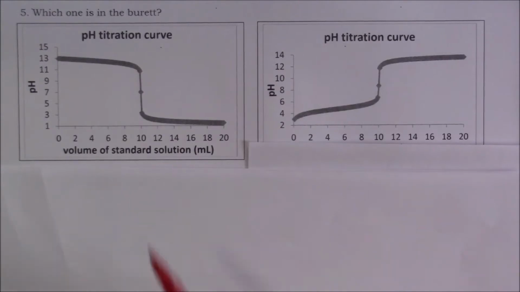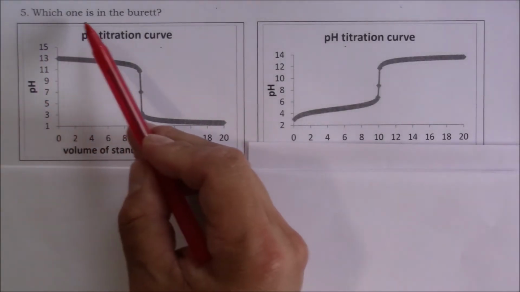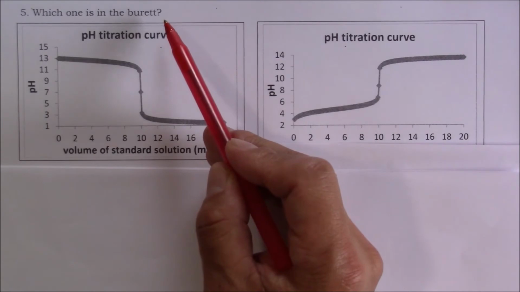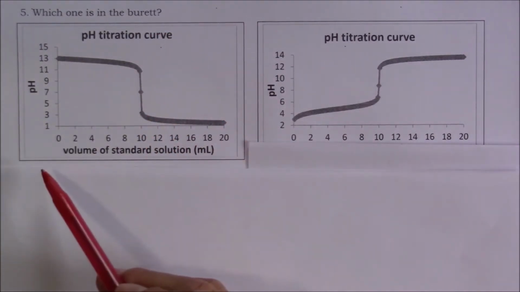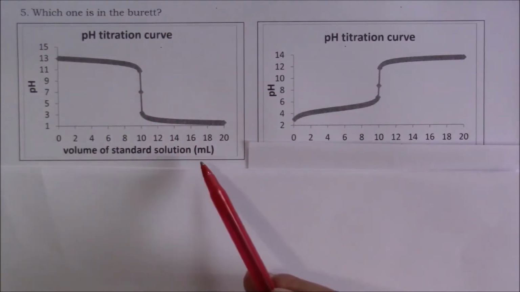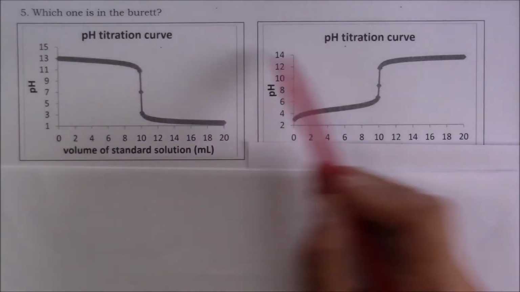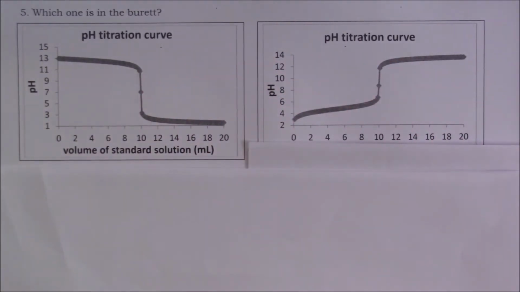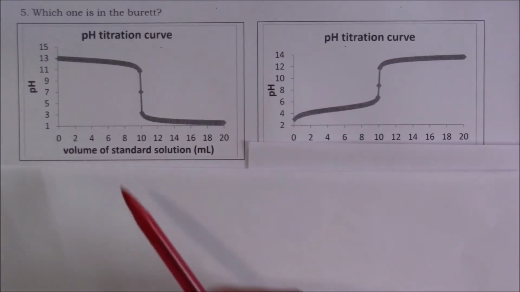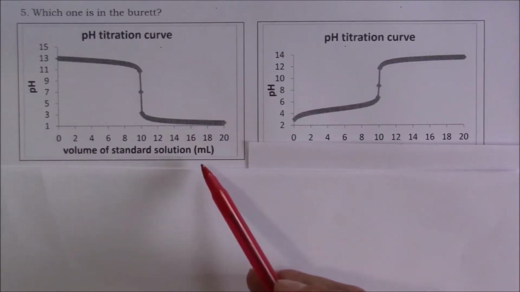Now let me explain how do we know which one is in the burette? Or in other words, how do we know which one is the standard solution? Is it an acid or a base without doing the experiment? If we know the pH titration curves, we can easily tell what is in the burette, or in other words, what is the standard solution in the burette.